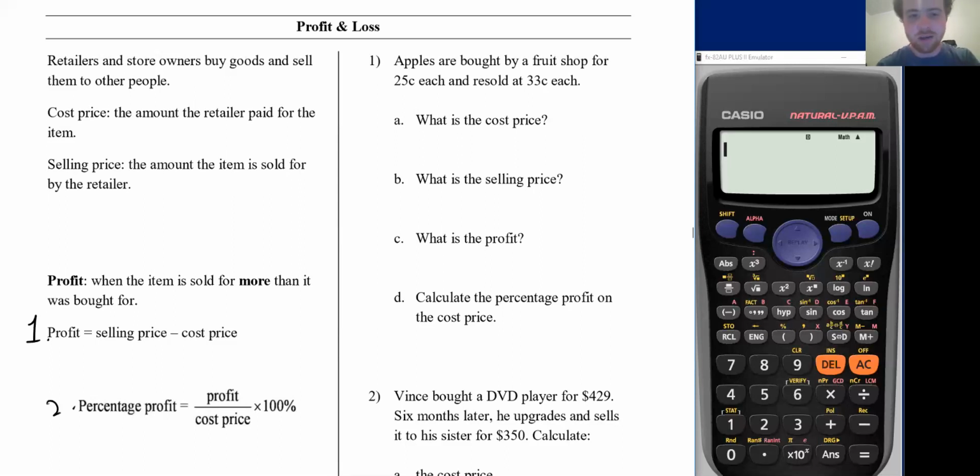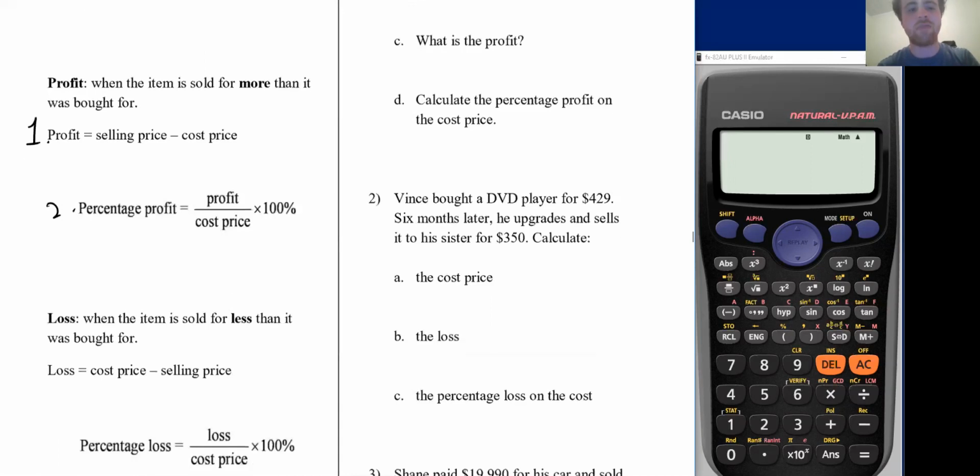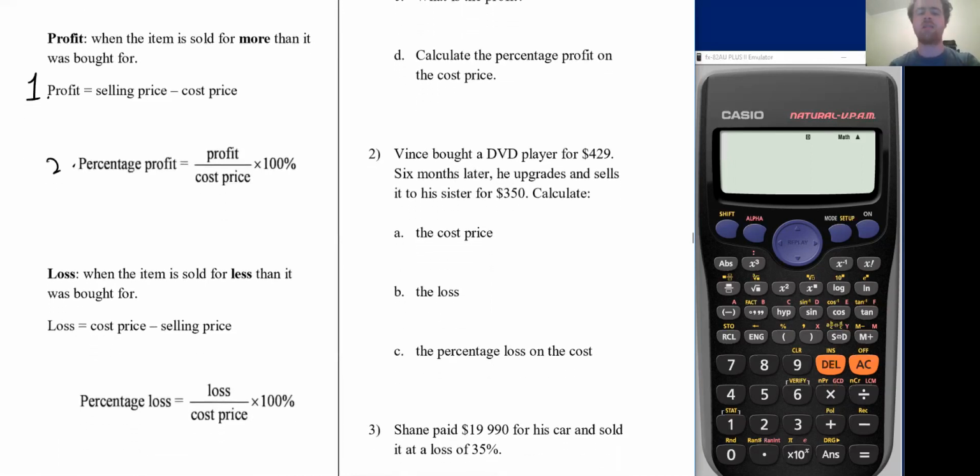The last concept that we need to learn is the idea of loss. So loss is when the item was sold for less than it was bought for. So you've bought something, you may have used it over time, it has lost value, and you want to sell it later on but it's not going to be worth as much as what you bought it for. An example of this is if you bought a new car, it's going to be worth more when it's new. Then after you've used it, it's going to lose value. And so if you sell it down the track, you're going to sell it for less than what you bought it for originally. So that's an example of loss.